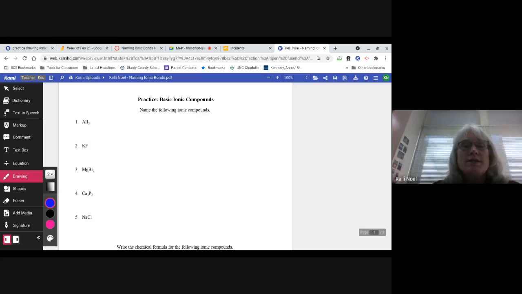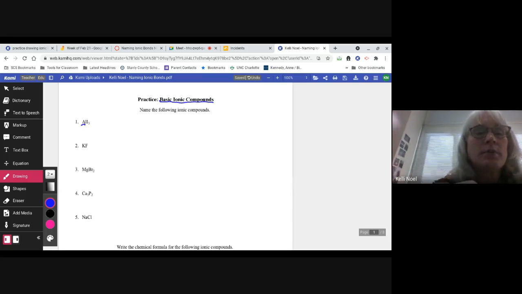So your first sheet says basic ionic compounds. So this is not going to involve polyatomic or transition elements. All right, so I'm going to do one of each of these, and then we'll move to the next. I'm going to do number 1, and it says name the following ionic compounds. This is Al. I'm going to look that up on the periodic table, and that is aluminum. So I'm going to write aluminum.